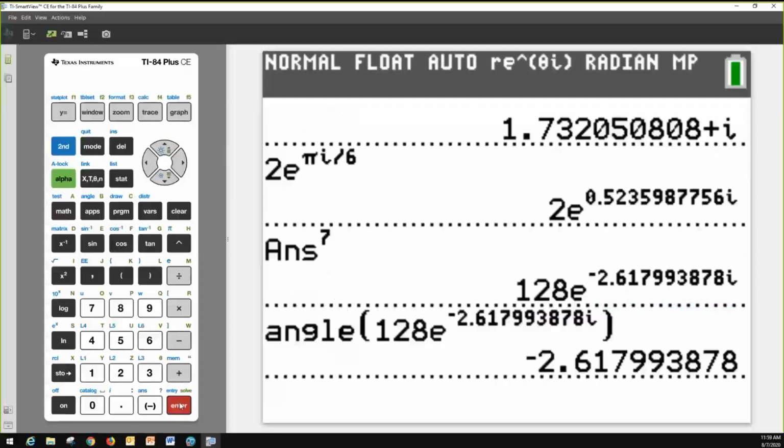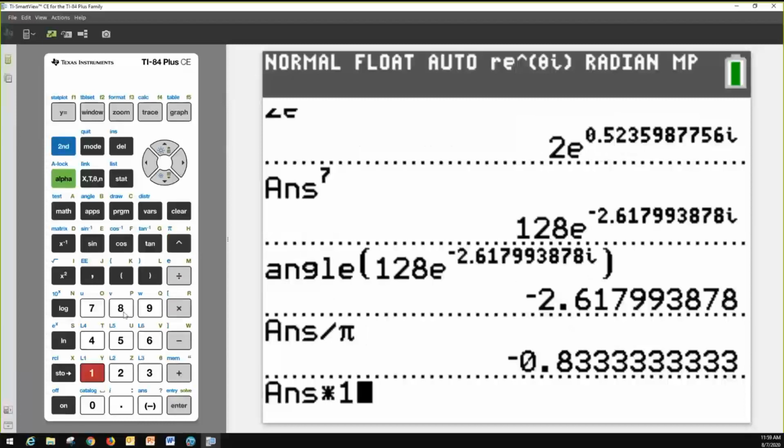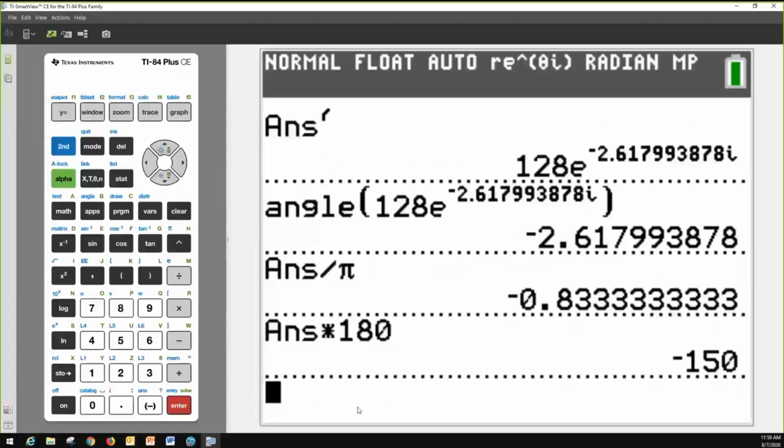Not useful, it's just writing the same as what I saw in the exponent, except we suspect this is some multiple of pi. So if I divide that by pi, and then times it by 180, in other words, convert it to degrees, I'm reasonably confident that my angle is minus 150 degrees.